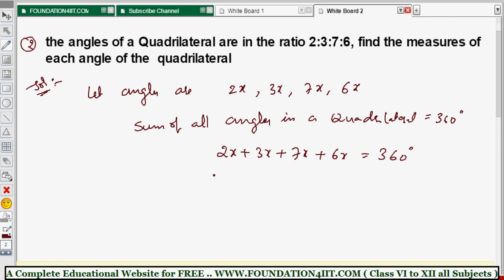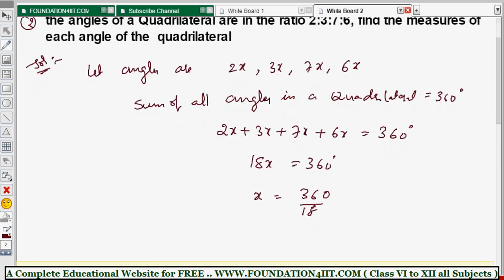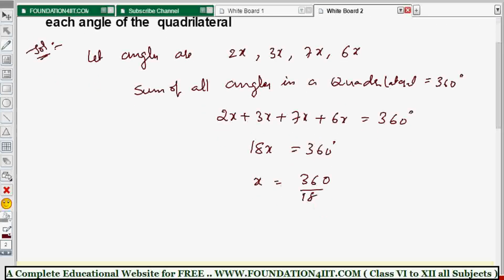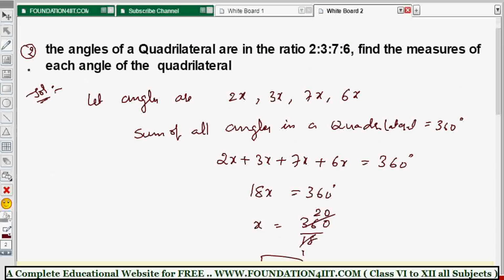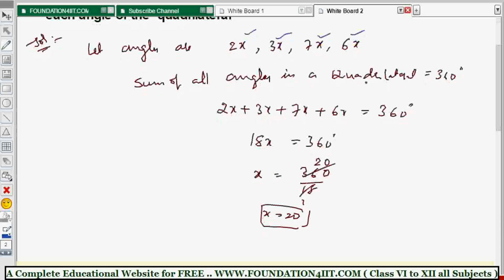Right? Then we can add this: 2 plus 3 is 5, plus 7 is 12, plus 6 is 18. So 18x is equal to 360 degrees. Then x is equal to 360 by 18. So that is 36, 20. So x is equal to 20. The x value is 20. Once you know the x value, you can find out these angles. So 2x, 3x, 7x and 6x are the four angles.